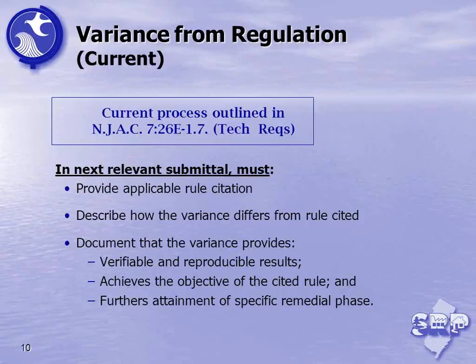So let's look at currently what we have as far as the variance from regulation. The current procedure for obtaining a variance is in Section 1.7 of the tech regs. Just very briefly, it requires you to provide a rule citation, a description of the requested variance, and documentation that it provides verifiable results, still meets the objectives of the rule, and also moves the remedial phase forward. This, just to be clear, was intended to be submitted in the next submittal for the site. One of the problems with this was if the department had a problem with the variance, and we asked you to go back and do the work, a lot of time and effort was wasted.